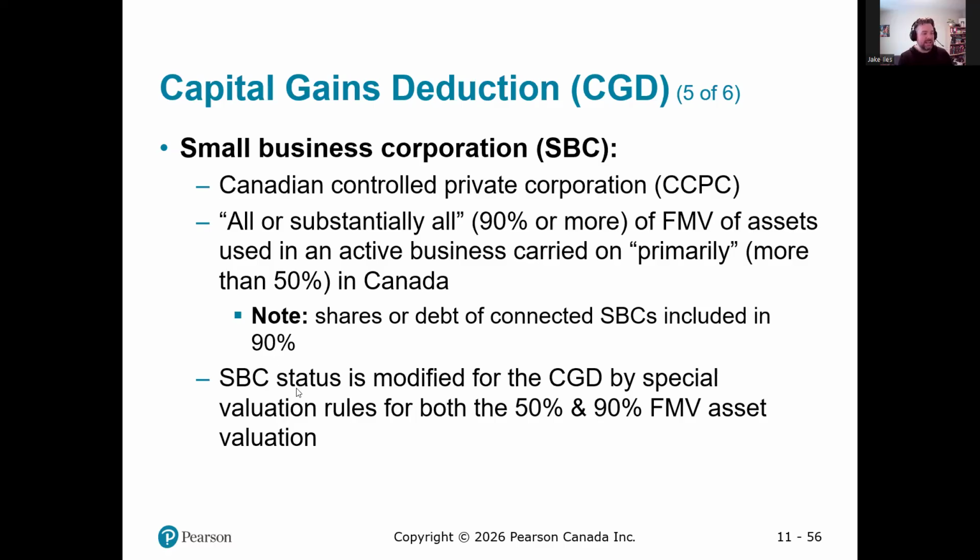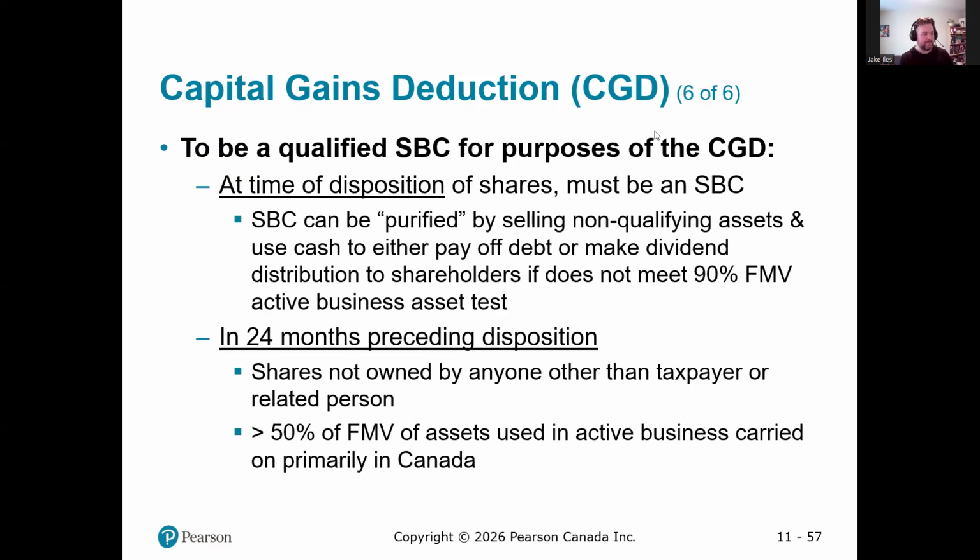The SBC status is modified for the capital gains deduction by special valuation rules for the 50 and 90% fair market value asset valuation. So that's saying the small business corporation for the capital gains deduction follows the same rules as the ABIL, but the capital gains deduction has some minor adjustment to that fair market value calculation that can make it slightly harder to qualify for the capital gains deduction.